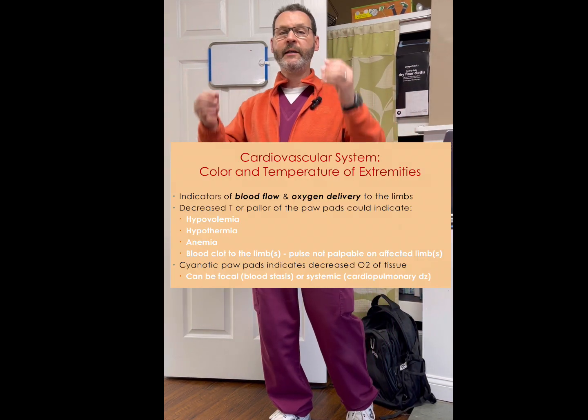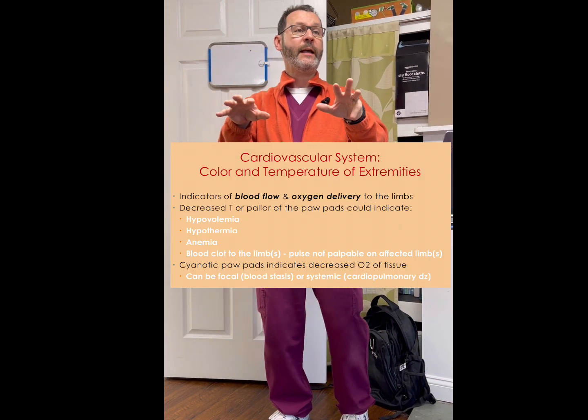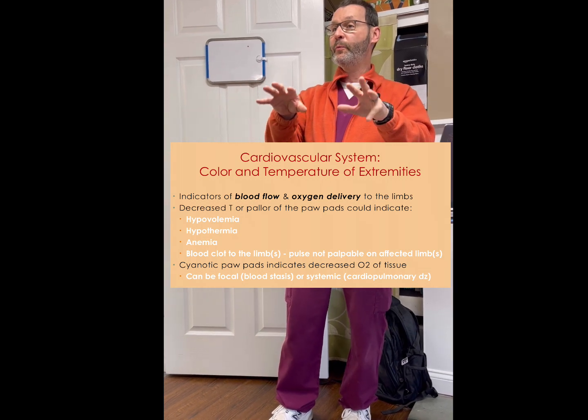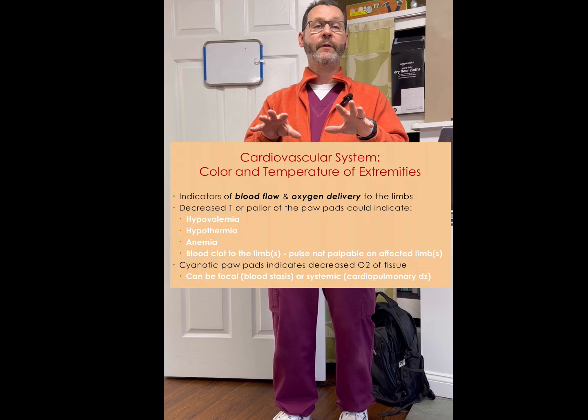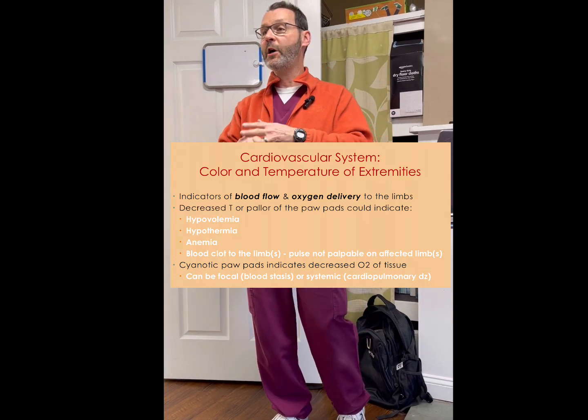All right. Now, the color and temperature of extremities. We've all done this where you look at the paw pads, especially in cats, and you find them to be cold or pale. If they're cold and pale, that usually means decreased blood flow. So hypothermia, shock, anemia, or a blood clot to the leg, which interferes with blood flow to that leg. Now, if you have cyanotic paw pads, that indicates that there's blood stasis and a decrease in the oxygen in the blood in that spot.